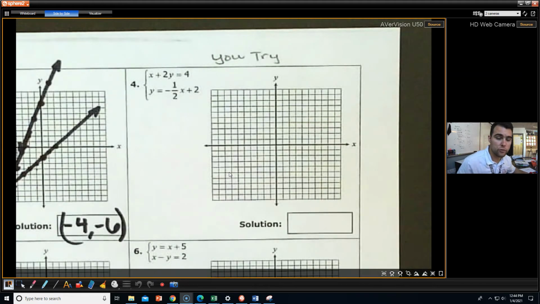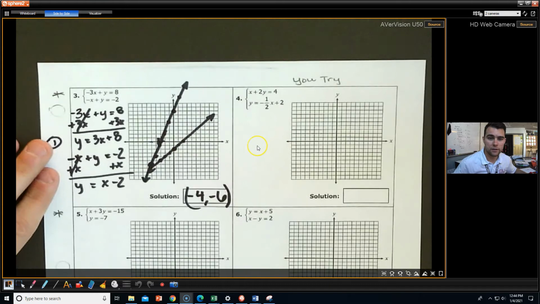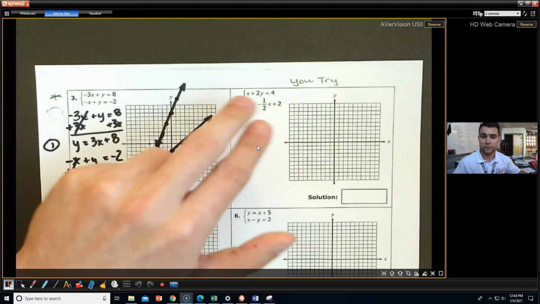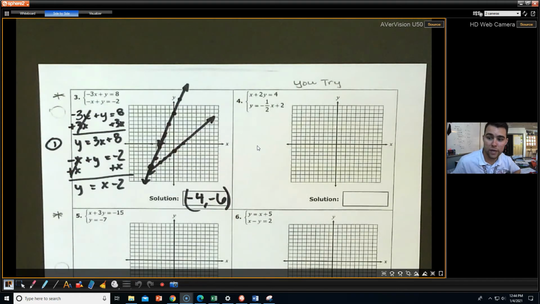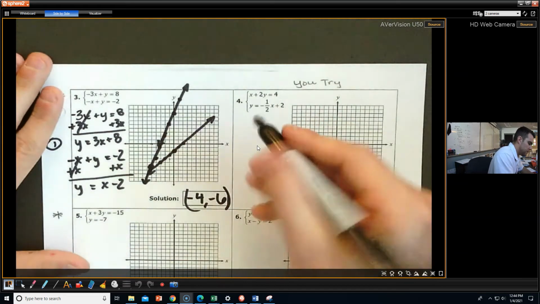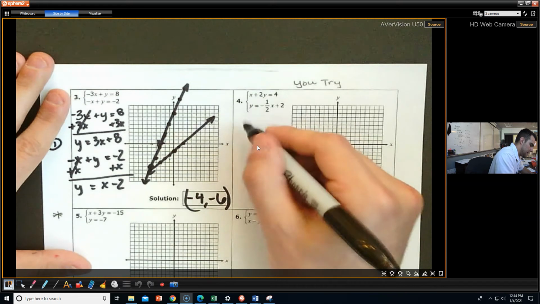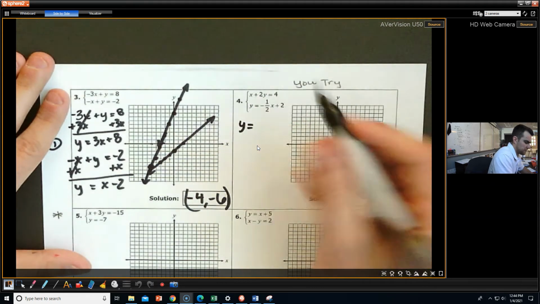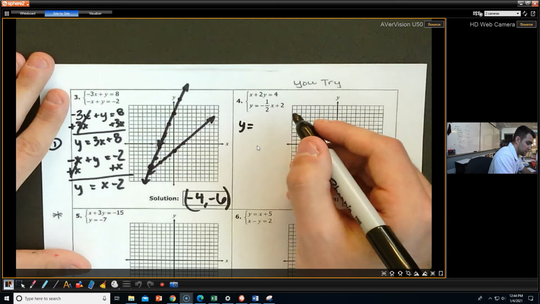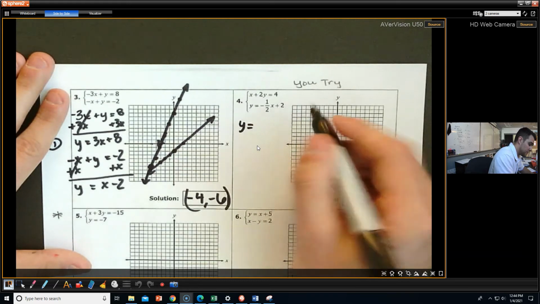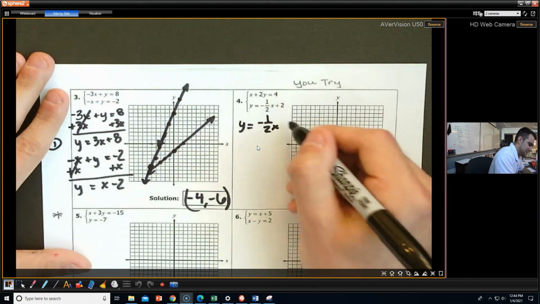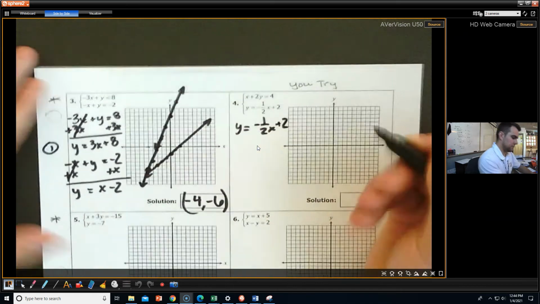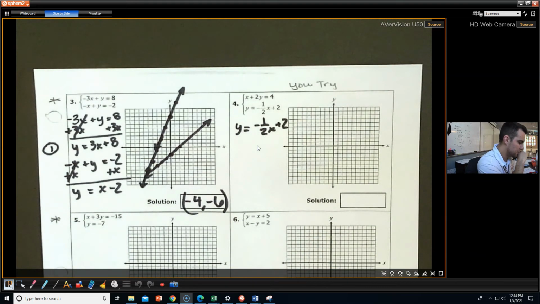Okay, I would like you guys to try number 4 on your own. Convert this guy, the top one, to slope-intercept form, because that guy's in standard form. Go. All right, we're back. So if you got this guy to slope-intercept form, it should be y equals, off the top of my head, why can't I do math right now? Should be -1/2 x plus 2. Yeah, that should be it.